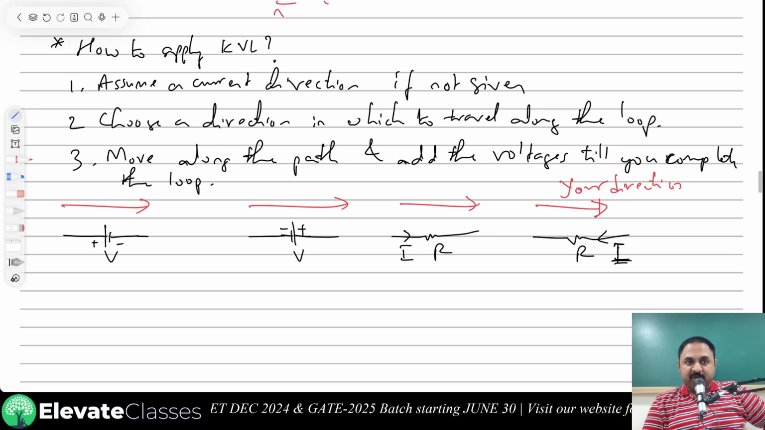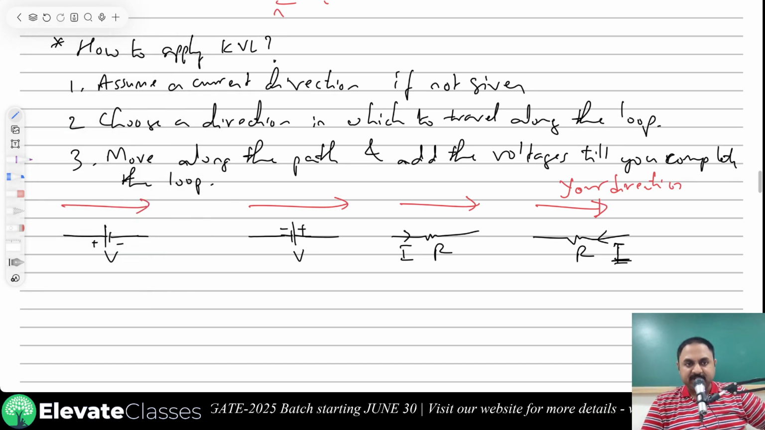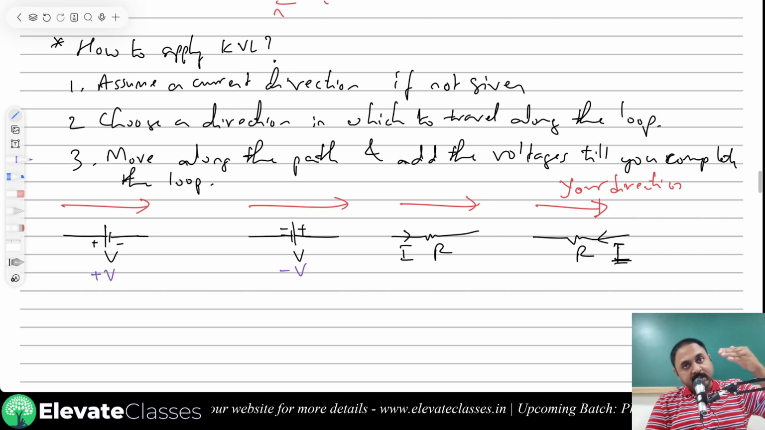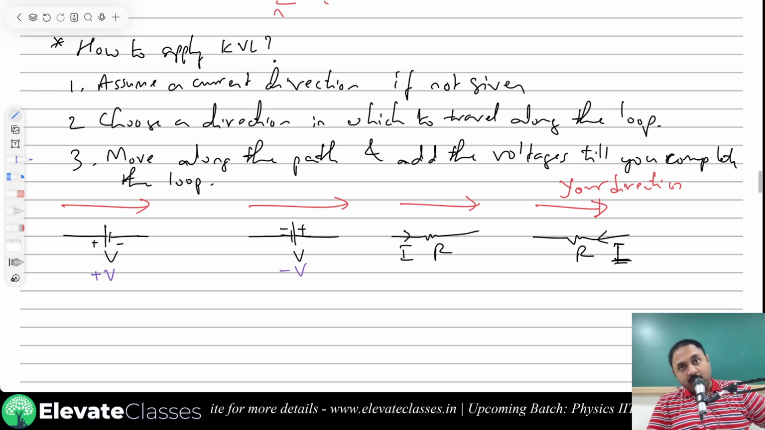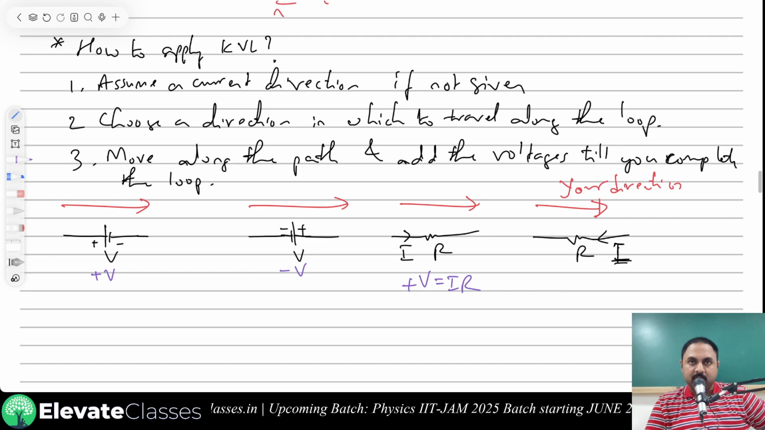When you are moving in this direction, which sign did you encounter first? First you got a plus sign, right? Plus V. You were coming left to right, which sign do you see first? You strike the negative terminal, right? Minus V. You are coming in this direction, left to right, current is also flowing in the same direction. Your direction and current direction is same, write a plus sign. So this will be plus V. And what is plus V? Plus V will be by Ohm's law, IR, right?